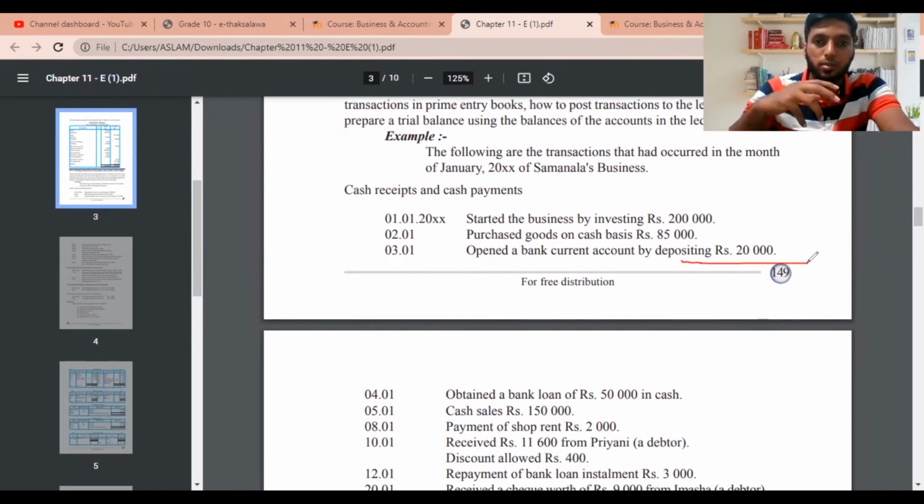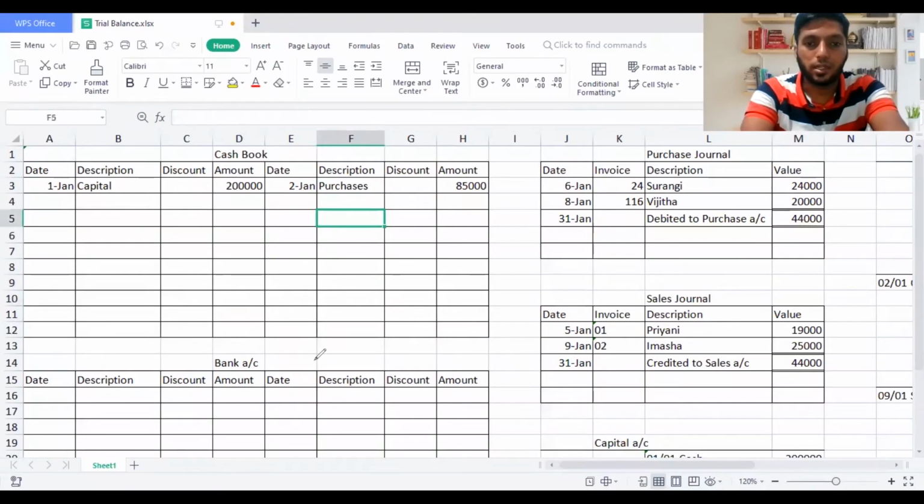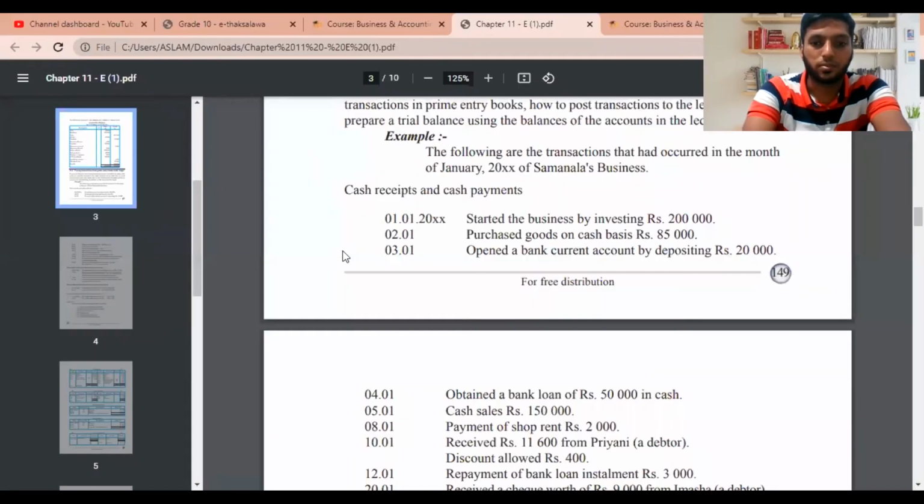So whenever you are depositing money to the bank account, your cash account will decrease and your bank account will become debit because you are putting the money into the bank. Bank is also an asset. So I write here bank first of all, and the date. What is the date they have? I think it's 3rd January. Yeah. So they're going proper dates.